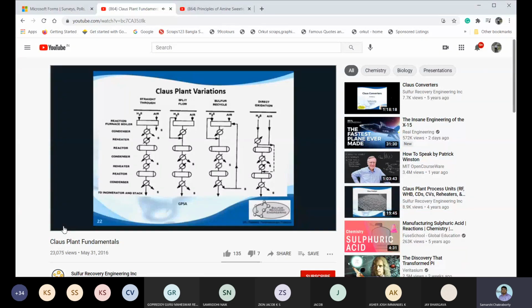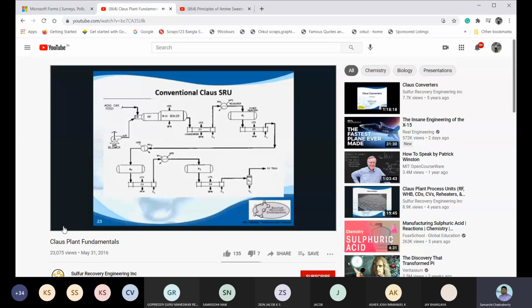Then we have our sulfur recycle, which is exactly that. The tail gas, or a portion of the tail gas, keeps getting recycled to try to improve that efficiency. And that would be like a high turn down scenario. And same with direct oxidation. There's not even a furnace. It's just going right to the first reactor.